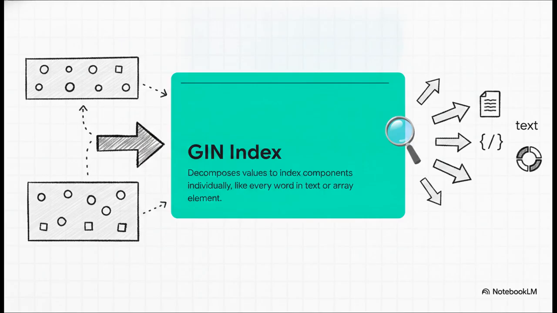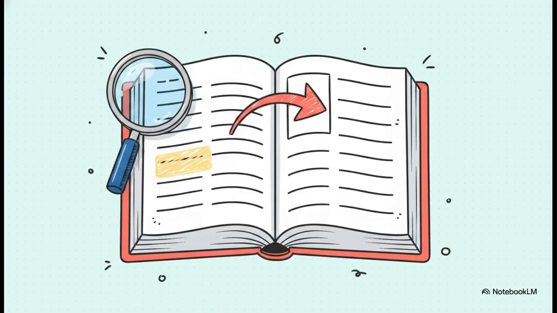Now, if you are using MySQL, your equivalent here is the full-text index. Instead of indexing the whole column value as one single unbreakable chunk, a GIN index actually decomposes the value. For a massive text column, it separates and indexes every single word individually. For an array, it indexes every individual element. And this brilliantly illustrates why GIN is an absolute game changer.